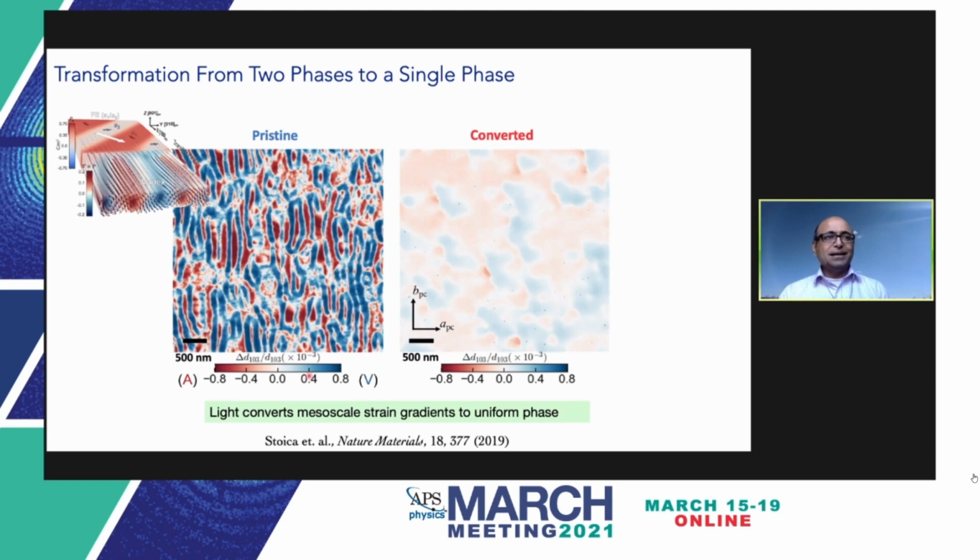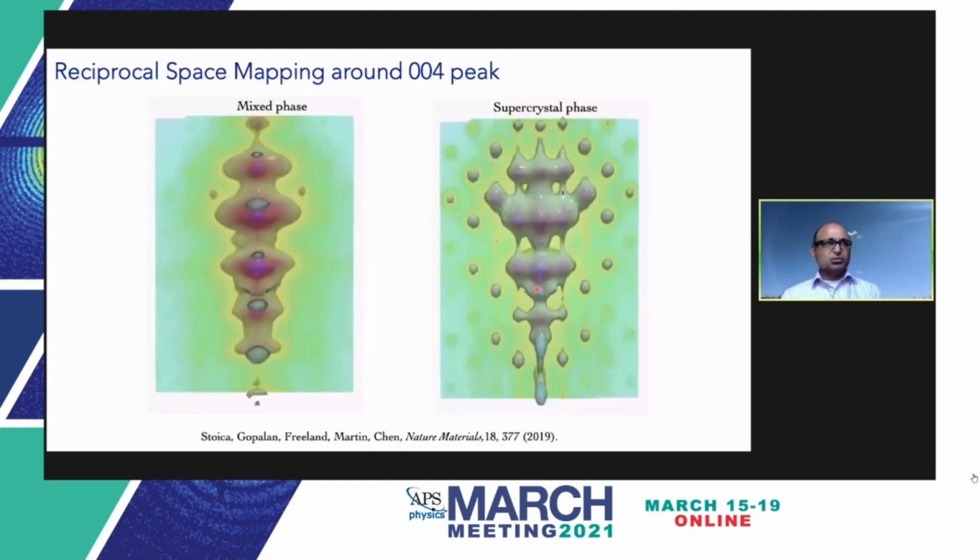big spread in strains. And the amazing thing that happens is once you hit it, even with a single pulse with enough fluence, this entire mishmash turns into one single phase whose strain is pretty much near the center. Pretty much, the strain contrast has been erased. And from diffraction, this is a single giant phase. And we call this a supercrystal.